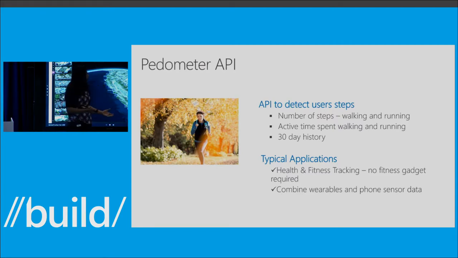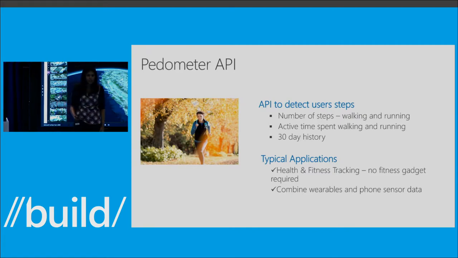A typical application is obviously health and fitness tracking. Users will not require a fitness gadget. The device, phone, or even tablet could help count the steps. Another application is that you can combine the fitness gadget, the wearable device, along with the data that comes from the other devices as well. So in case the user, Kristen, is using the band and forgets it, or forgot her phone, it still counts because this is supported even on desktop. If she is taking her laptop with her, she still gets her step counts.